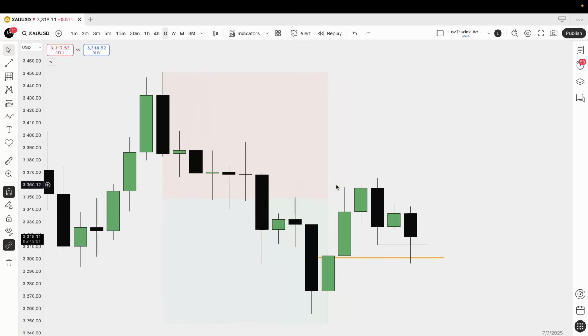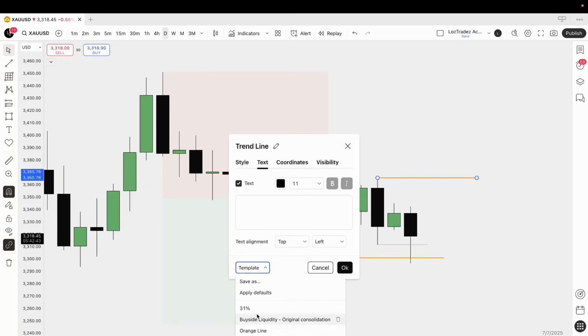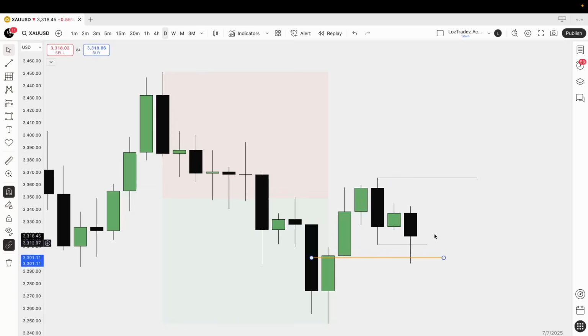Because you need to mark up this premium and discount, mark up every key array that price could draw to. Okay, let's literally do that now, right? You have this high, okay? This high is a key array. Now, arrays are also old lows and old highs. Okay, simple as that. Old lows and old highs. You have that high there. You have this low here. You have the mean threshold of this order block.